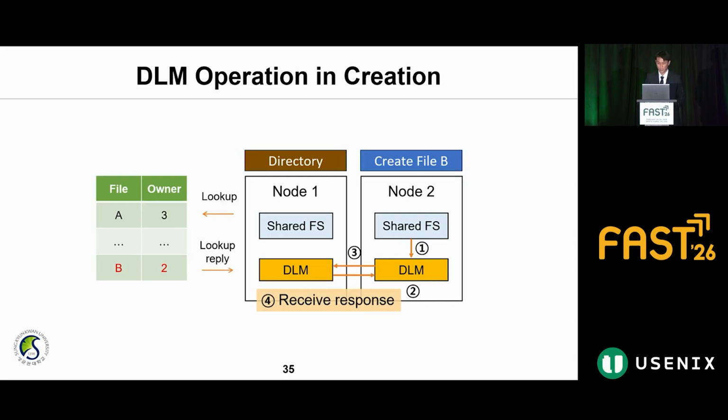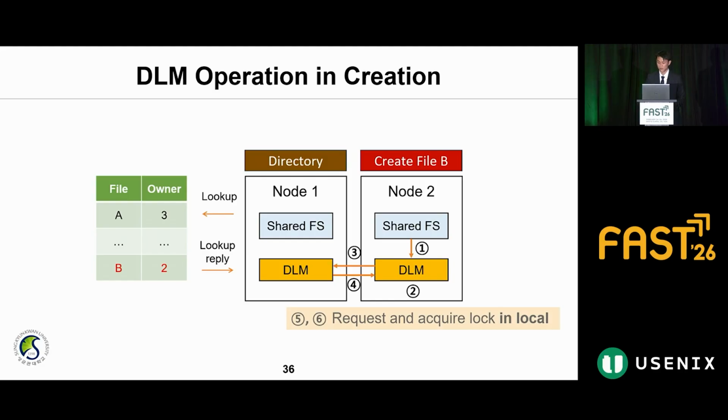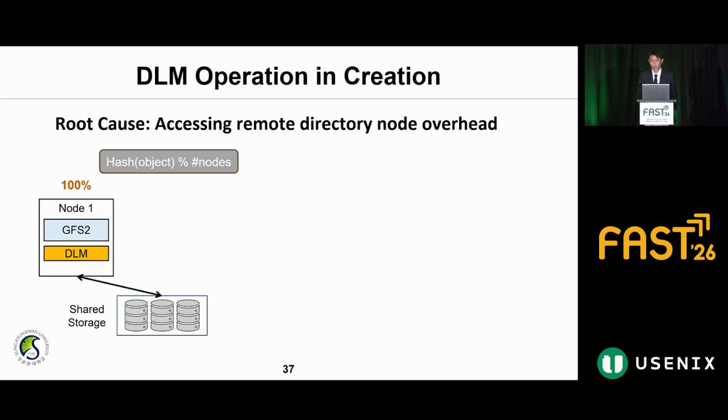So the directory replies, and node 2 becomes the owner of file B. So steps 5 and 6, requesting to the owner and acquiring the lock, are all done in the local node 2. So, back to the scalability issue. The root cause was accessing the remote directory node.